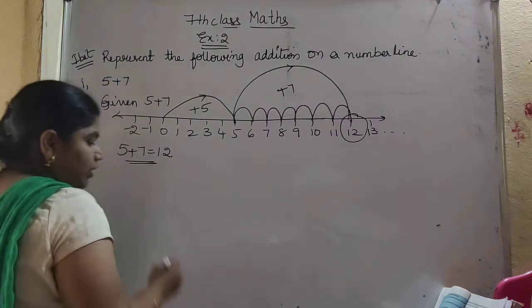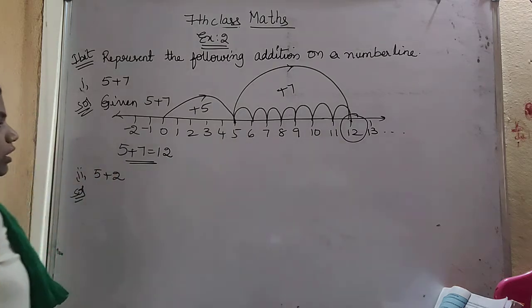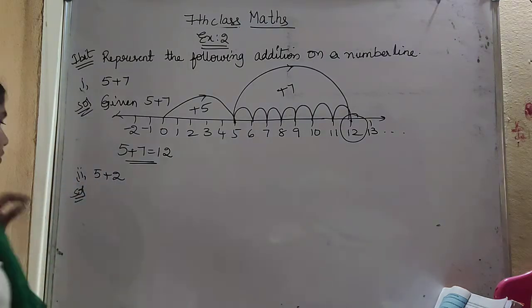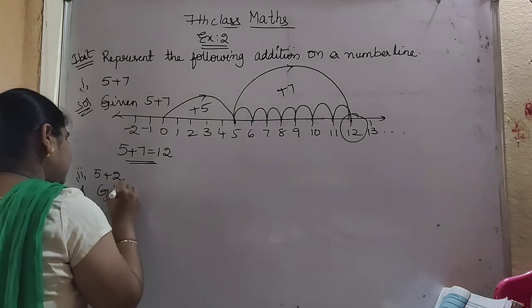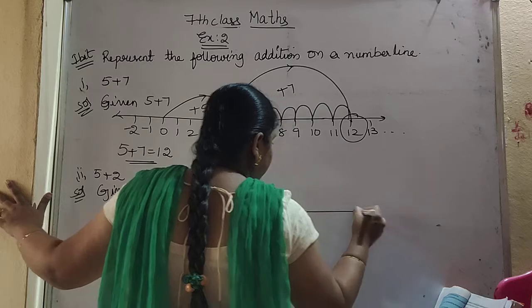So second one is 5 plus 2. So again we have to represent on a number line. 5 is an integer, 2 is also an integer. These two integers we are adding here. So given 5 plus 2, draw a number line.